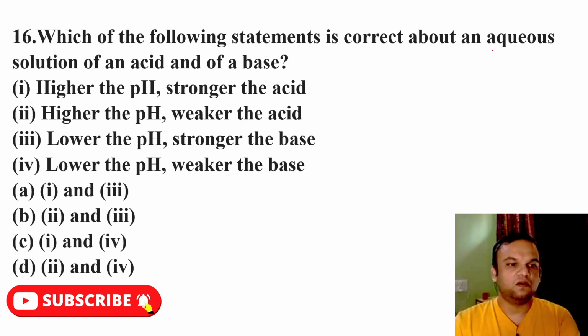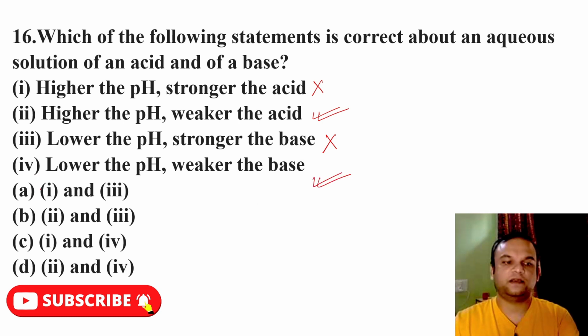Next question is, which of the following statements is correct about an aqueous solution of an acid and of a base? Let us see the statements. Higher the pH, stronger the acid. It will not be the correct statement. Higher the pH, weaker the acid. It will be the correct statement. Lower the pH, stronger is the base. No. Whereas lower the pH, weaker is the base. So here statements 2 and 4 are the correct statements. So option D will be the correct answer.